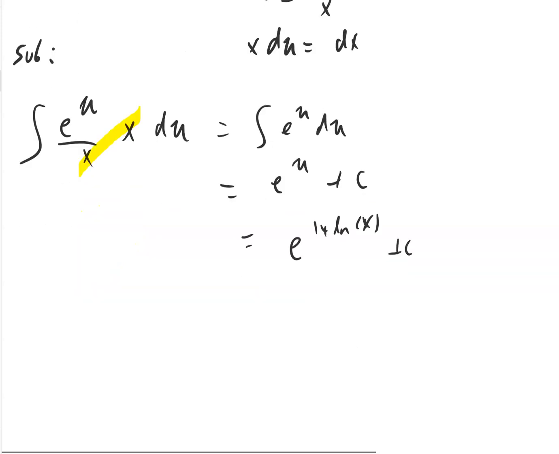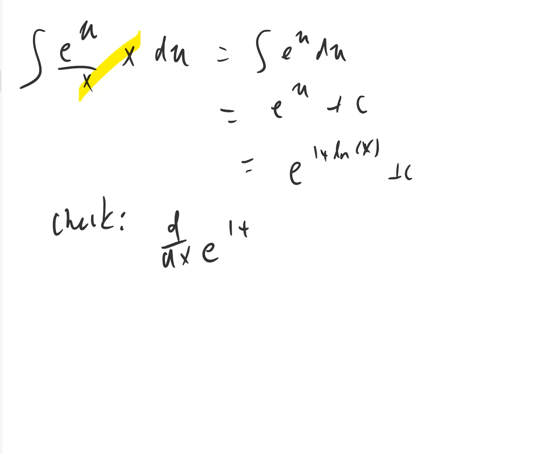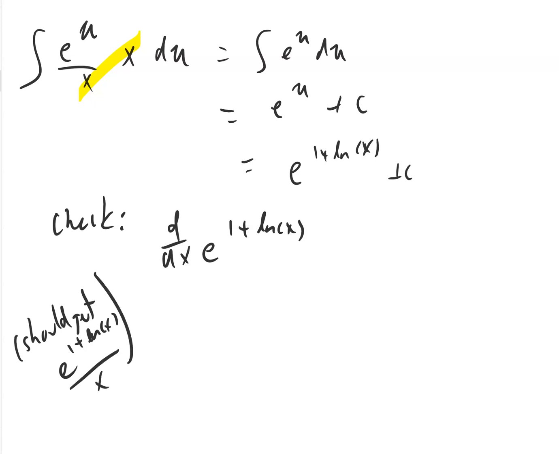But I do want to check our solution. Let's check that we have found a correct antiderivative by differentiating. So if we did this right, we should get e to the 1 plus natural log of x over x, since that was our original integrand. All right, so let's take this derivative using the chain rule. We'll get e to the 1 plus natural log of x times the derivative of the inside function.